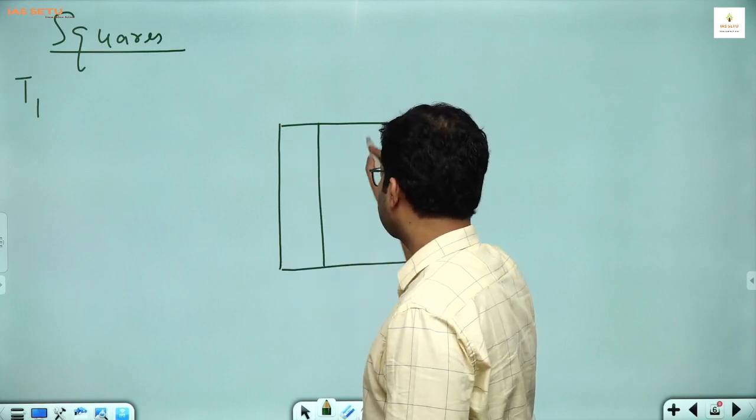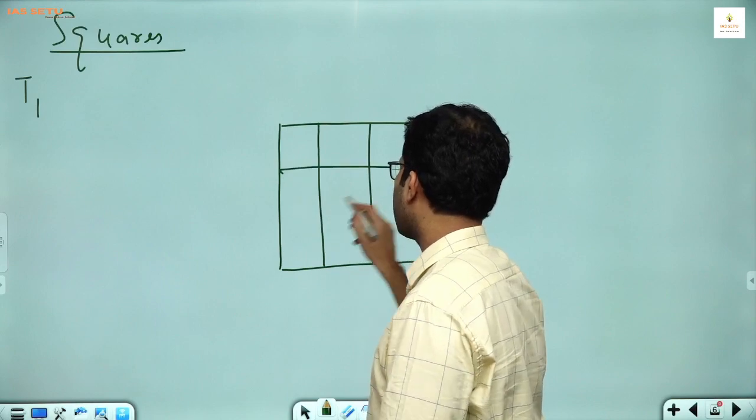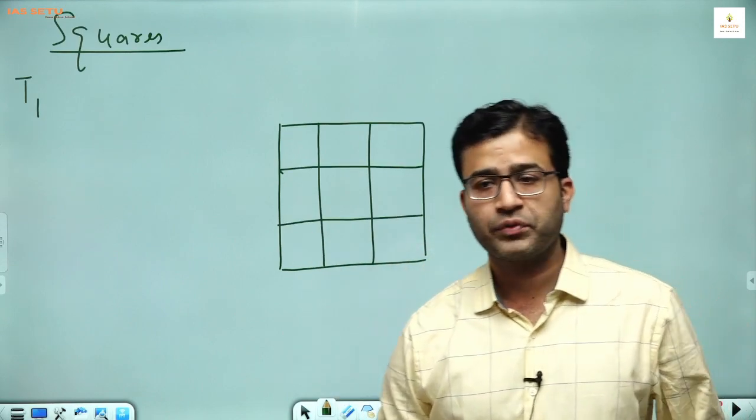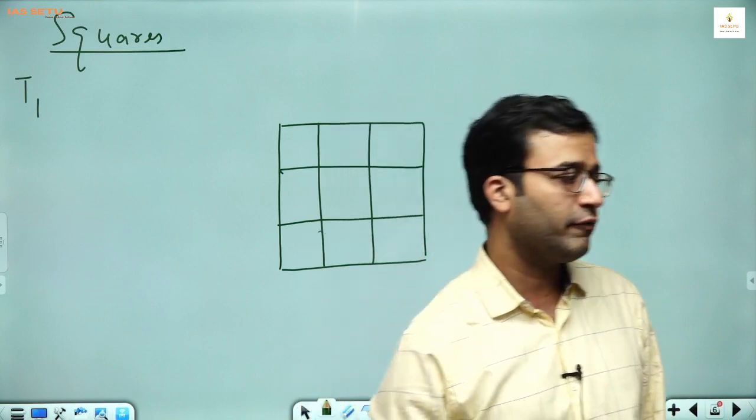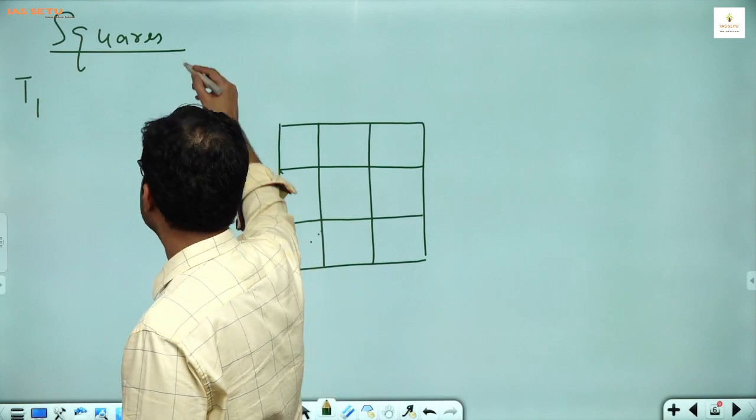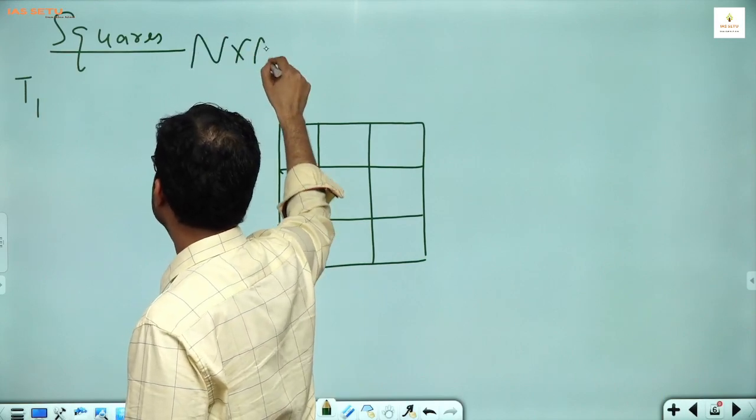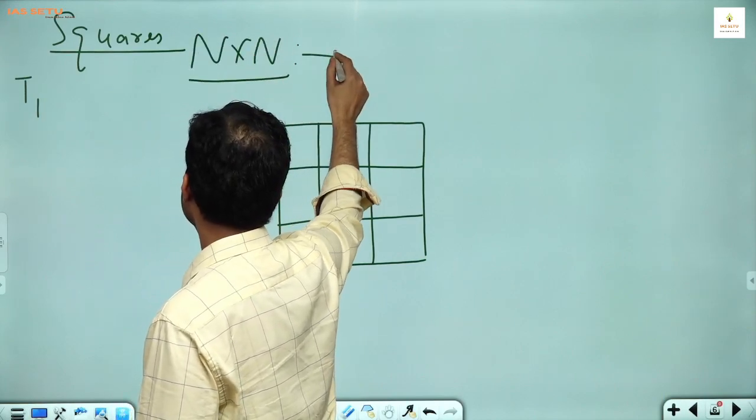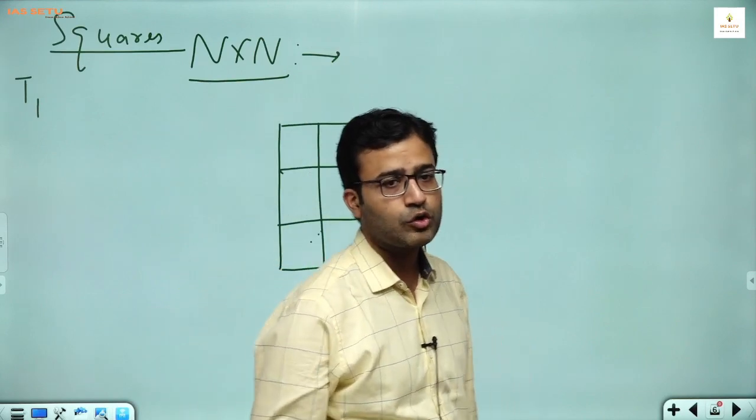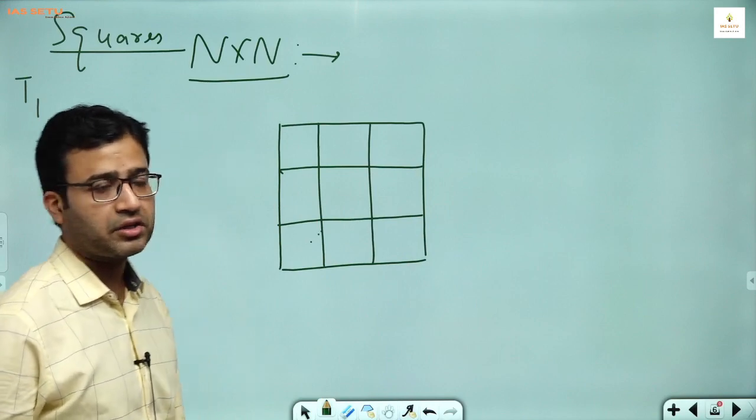And let me take 3 examples. After that I will ask you a question. So here this is a 3 by 3 figure. It can be 2 by 2, it can be 4 by 4, it can be 5 by 5. So we name this as an n by n figure. N by n: number of columns n, number of rows also n. N by n, 3 by 3, 4 by 4.